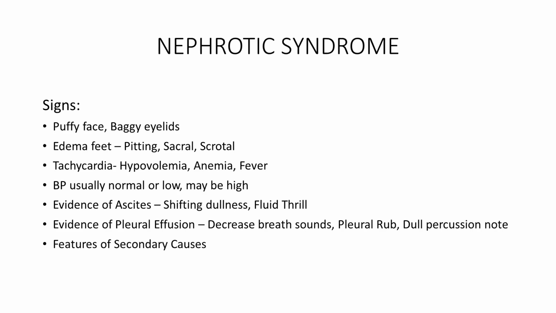Signs are puffy face, baggy eyelids, edema feet, pitting sacral edema, scrotal edema, edema everywhere. Tachycardia because of hypovolemia, anemia, and fever. Blood pressure is usually normal or low, but in certain types of nephrotic syndrome, you may find high blood pressure, especially in patients with FSGS and MPGN. Evidence of ascites, shifting dullness, and fluid thrill. Evidence of pleural effusion like decreased breath sounds, pleural rub, and dull percussion note, and features of secondary causes.